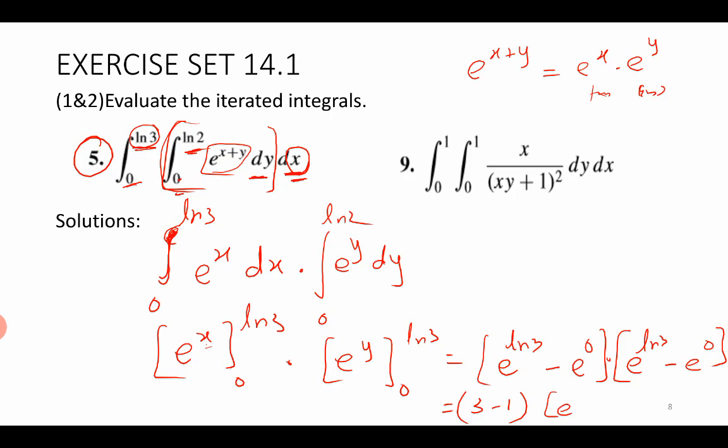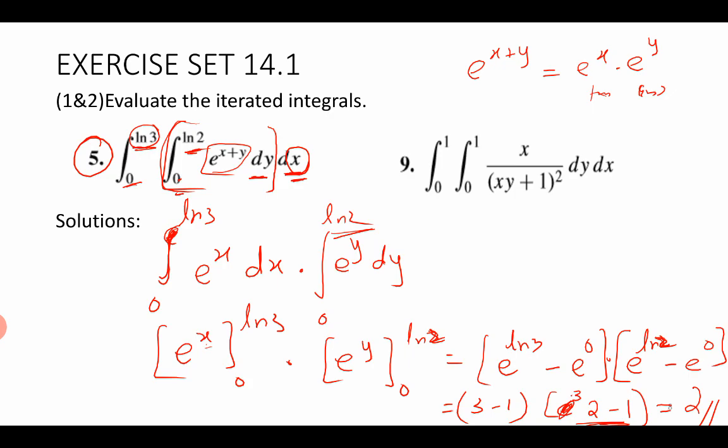E raised to ln 3 is 3. Here it is ln 2. Remember it, is it? So e raised to ln 2 is the second term, which is 2 minus 1. So 2 minus 1 is 1, and 3 minus 1 is 2. The answer is 2. So this is possible.